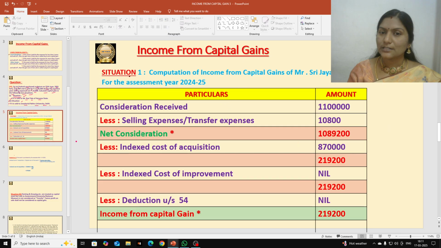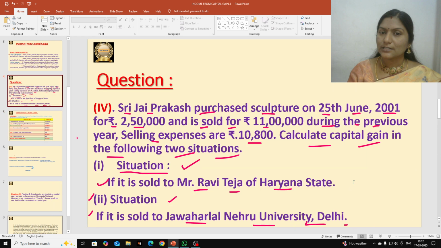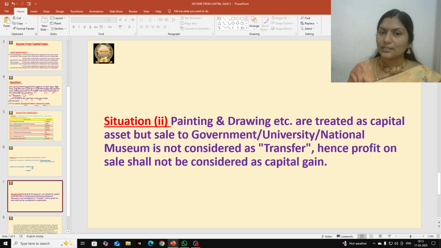And next we will do it under situation 2. But what is situation 2 here? Situation 2 is if it is sold to Jawaharlal Nehru University, Delhi. So here in situation 2, the assessee is selling that sculpture to one government university. Whenever the assessee sells a painting, drawing, or any sculpture like that to any other government university, then that sale is not treated as transfer. So we should not take that gain as profit on capital asset. Okay, we are not going to calculate that.